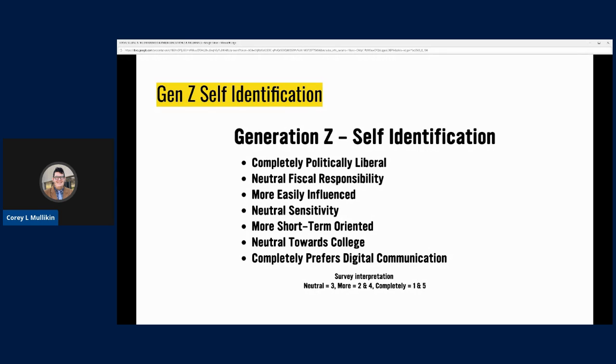So I compiled the results and then broke it out by generation. These self-identifications are the answers provided by the corresponding generation. This is what all of Gen Z said. This is about 208 of the respondents. To give you a rough idea of the breakdown, there were 365 respondents.